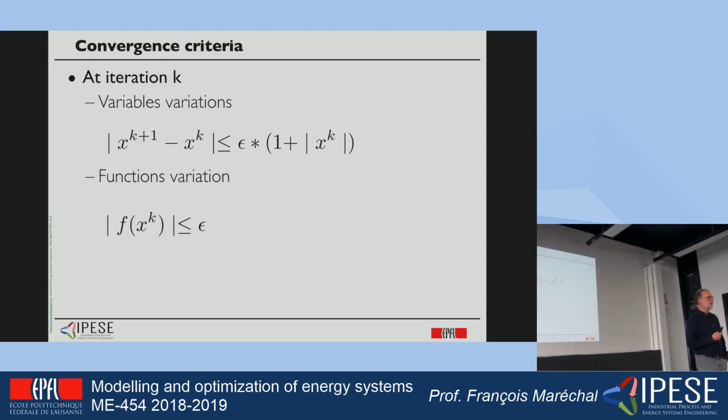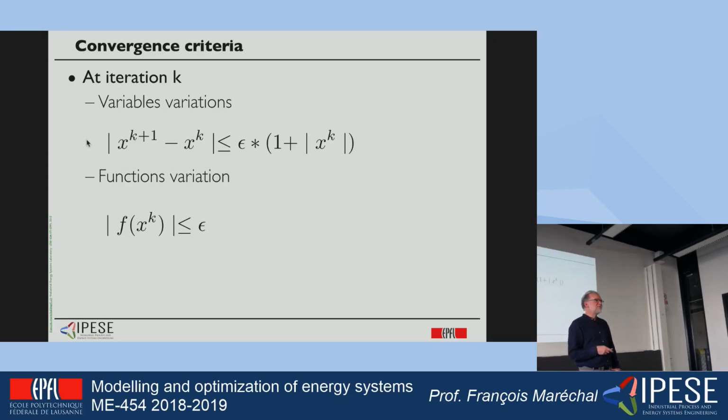It means that I'm not going to consider only one value, but the norm of the whole vector of all the variables that needs to be lower than a certain epsilon, and the same for the variations on the variables here.